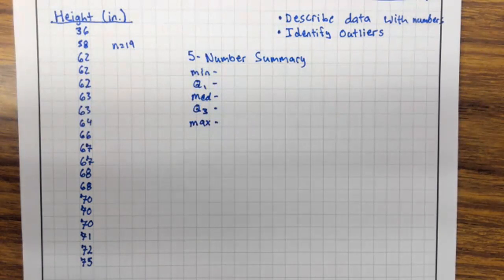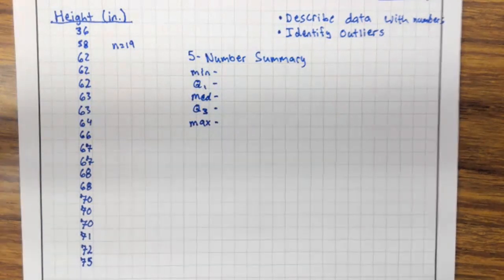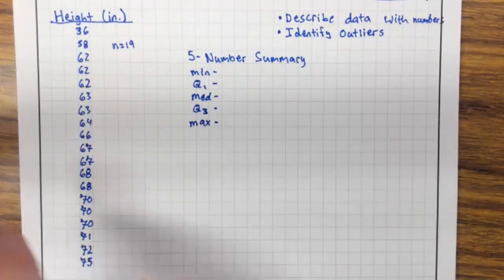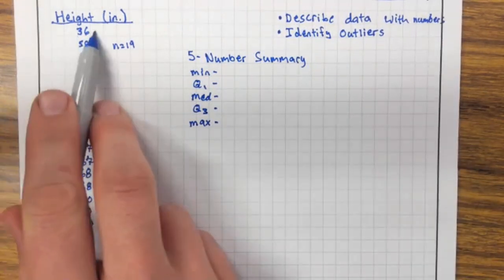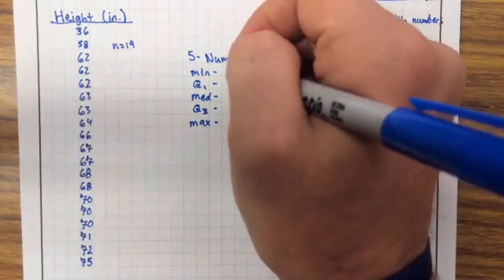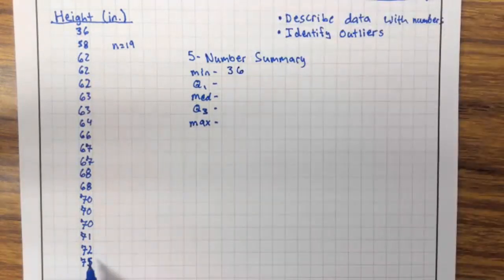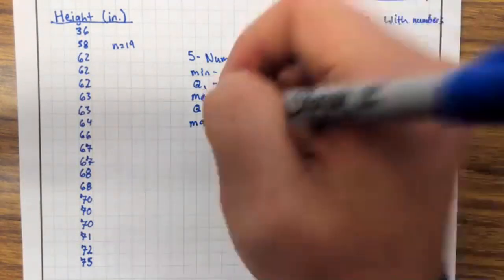And I'll explain what the Q's mean. So the minimum, I already have this in ascending order. That's really easy to find. The shortest person in the class was 36 inches tall. The maximum value, the tallest person in the class, is 75 inches tall.